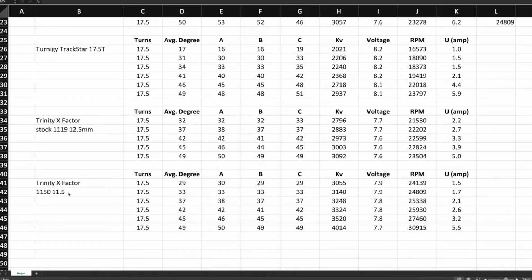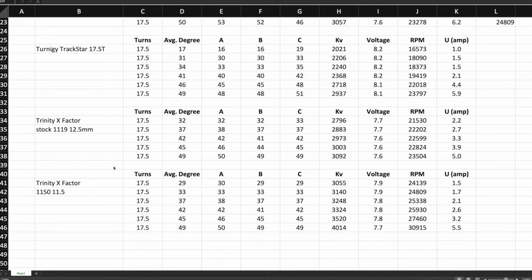This is a lighter rotor. It's an 11.5 millimeter rotor. This is the 1150 that I've been testing. Compared to the stock rotor, the 1119, it's a millimeter less in diameter, and whenever you have mass closer toward the center, you're going to have less inertia. So this thing just naturally will be easier to spin. Plus, there is a Gauss difference. This one is about 1400 Gauss plus or minus, and this one's about 1700 plus or minus. So that is a difference between the two.